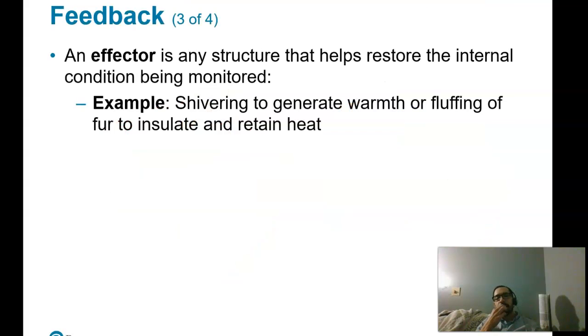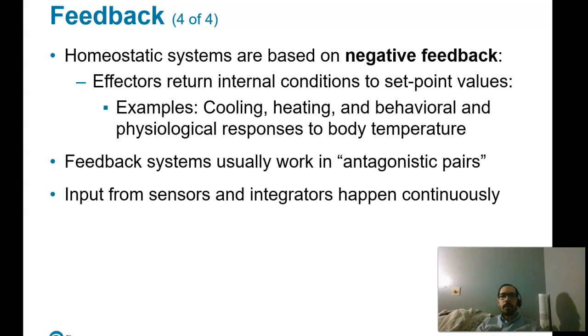Okay, the effector is any structure that helps restore the internal condition being monitored. So, for example, shivering generates warmth, or birds fluff their feathers to insulate and retain heat. And so homeostatic systems are based on negative feedback loops. The effectors return internal conditions to set point values. For example, cooling, heating, or behavioral and physiological responses to body temperature.